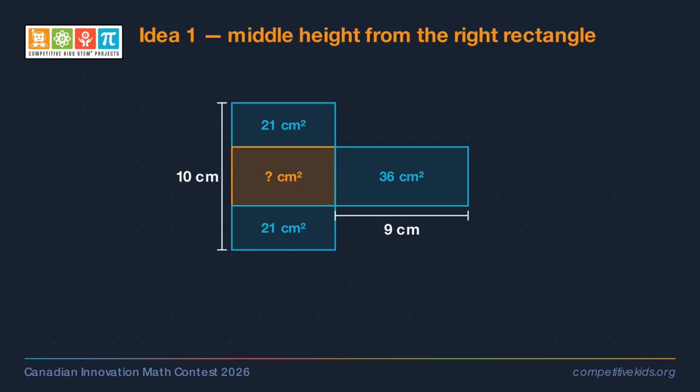First, use the right rectangle. It shares its height with the middle. 36 divided by 9 equals 4, so the middle is 4 centimeters tall. That is the shared side rule again.